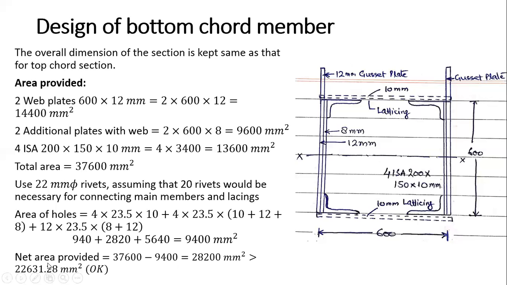So I have to provide the net area in the tension member. So my total area is this one, minus the area of the rivet holes is this one. So this comes out to be this much, which is more than the required area calculated in the previous slide. Okay. So this is more than the required area. So this means that our section is okay.